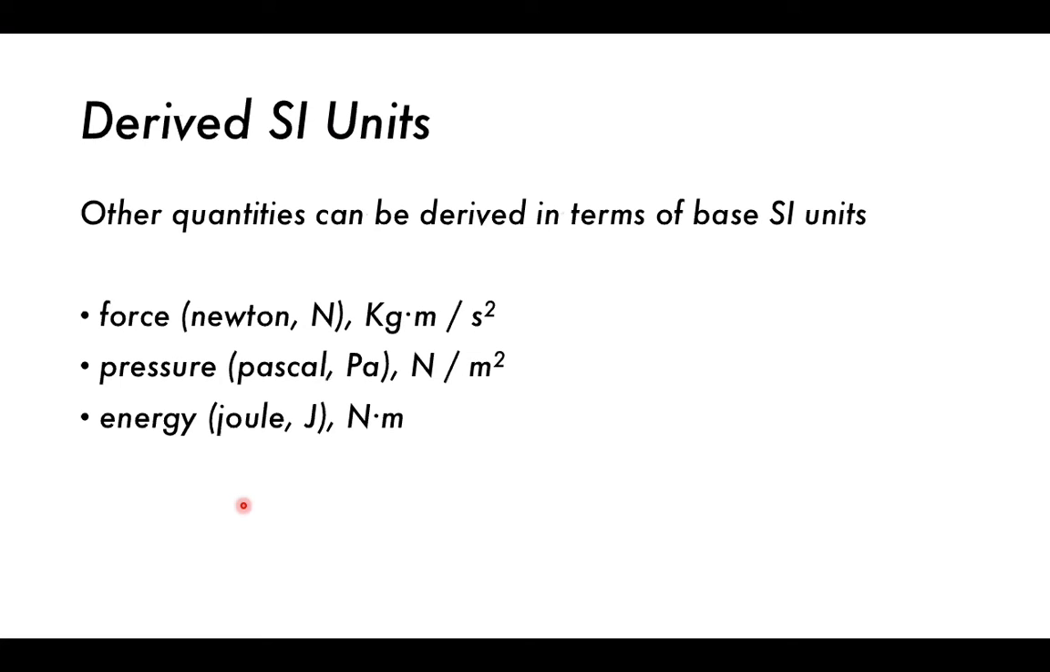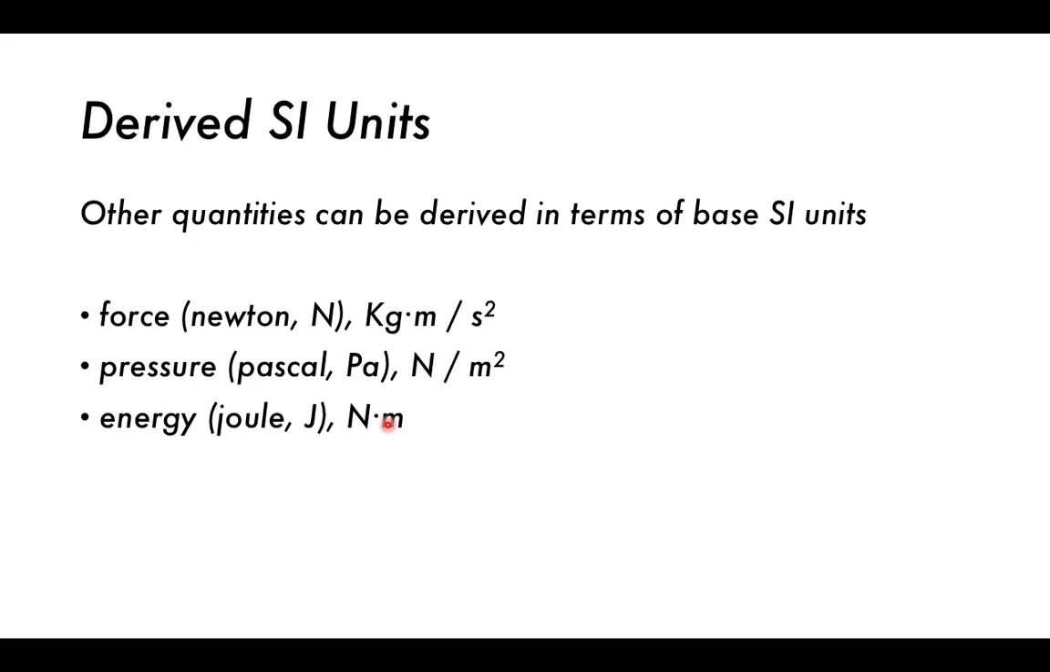So these other quantities can be derived in terms of base scientific units. For example, force, which is often given the term Newton or N, is going to be kilogram meters per second squared. Then the pressure or Pascal is going to be the force in newtons per meter squared. So basically the force over some area. And then energy is going to be the force times the distance moved. So it's going to be Newton meters.